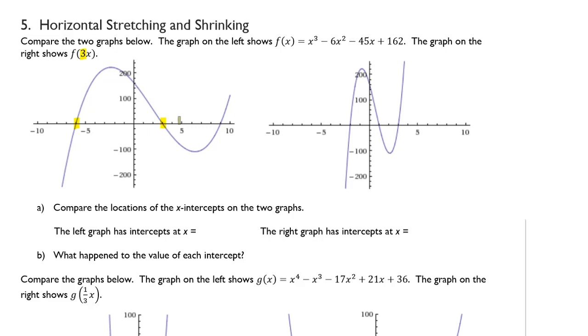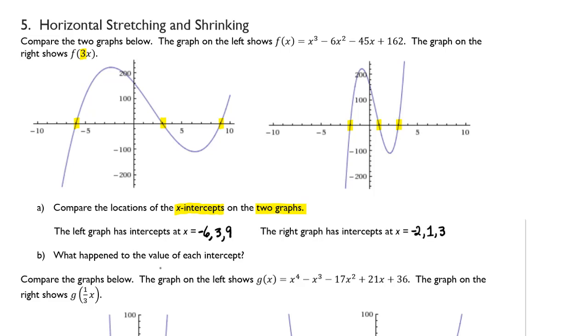The intersections with the x-axis in the left graph and the intersections with the x-axis on the graph to the right have a relationship. And this is what we need to talk about first. Compare the locations of the x-intercepts on the two graphs. The left graph has intercepts at -6, 3, and 9. If we look at the right graph, it has intercepts at -2, 1, and 3.